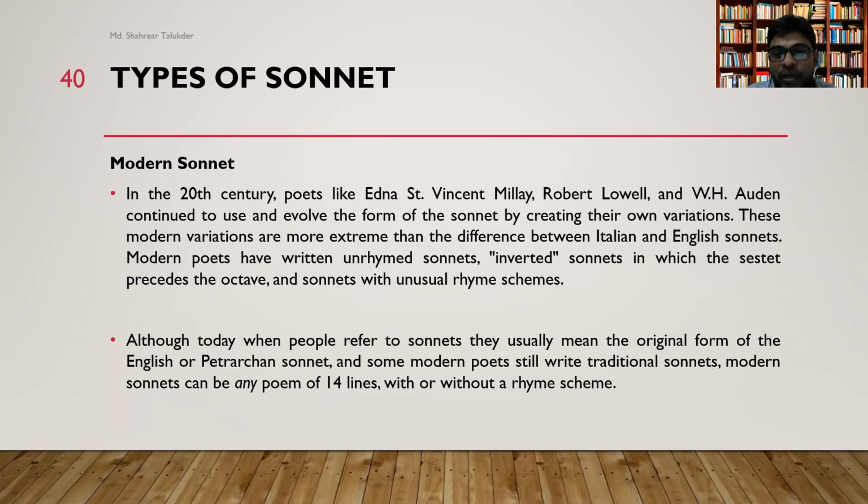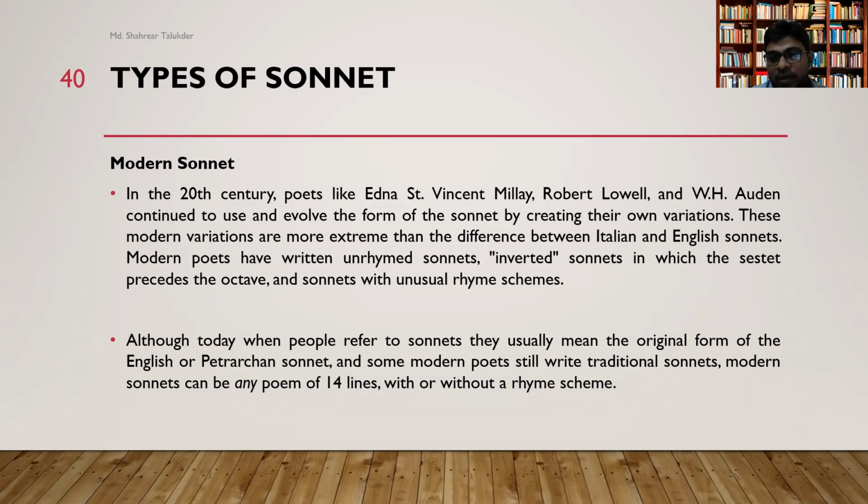Now, although today, when people refer to sonnets, they usually mean the original form of the sonnet, the English or Petrarchan sonnet. And some modern poets still write traditional sonnets. Modern sonnets can be any poem of 14 lines with or without a rhyme scheme. So when we talk about sonnets in English literature, all the time we go back and refer to the original form of sonnet.